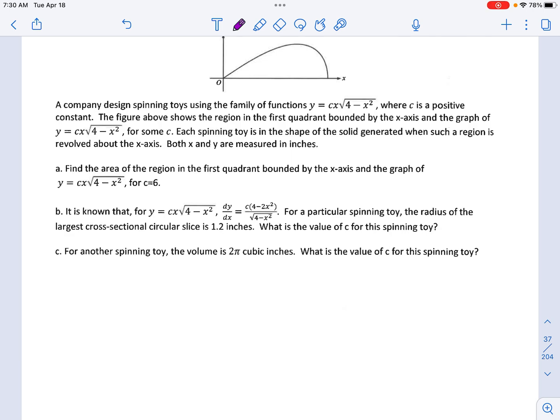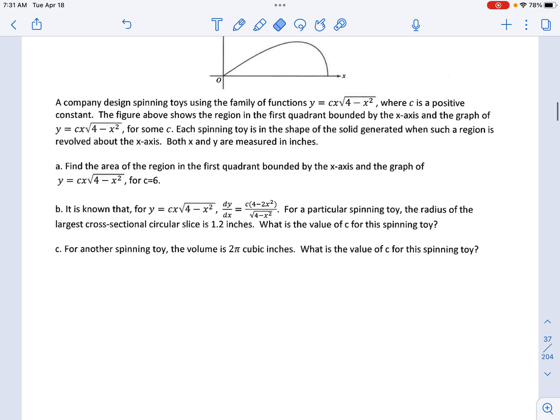And the spinning toy is in the shape of the solid generated when such a region is revolved about the x-axis. So you can kind of imagine, if you take this and rotate it, this is something what the spinning toy looks like. Both x and y are measured in inches. Okay, find the area of the region in the first quadrant bounded by the x-axis and the graph of the equation. Okay, so first thing I'm going to come up with is the bounds.